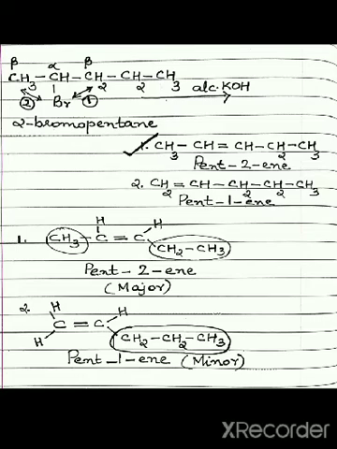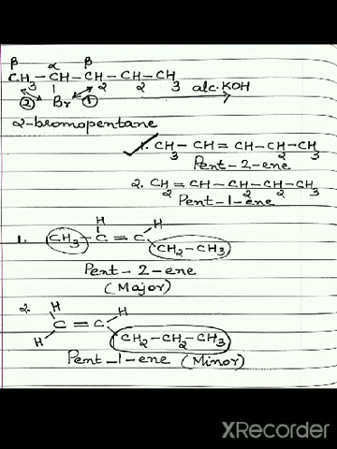If the hydrogen atom gets eliminated from the CH2 carbon, beta carbon, then the product formed will be pent-2-ene. Now, if the beta hydrogen is eliminated from the CH3 group, that is the second case, then the product obtained will be pent-1-ene. Now, consider the structure of pent-2-ene.